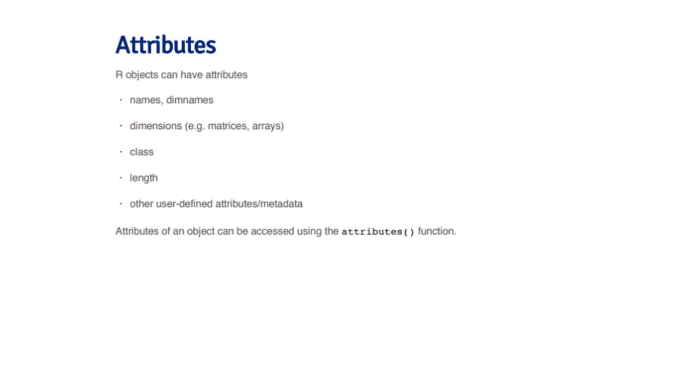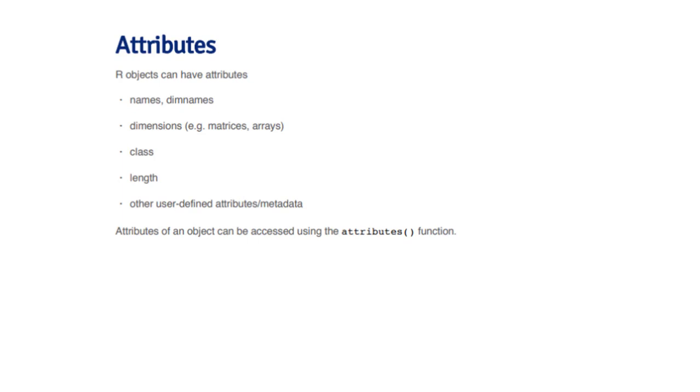So not every object in R necessarily has attributes, but attributes can be a part of an object in R. Some of the most common types of attributes that we will encounter are names, or dimnames, or dimension names. A matrix will have dimensions. For example, it will have a number of rows and a number of columns. If you have a multi-dimensional array, you will have more than 2 dimensions.